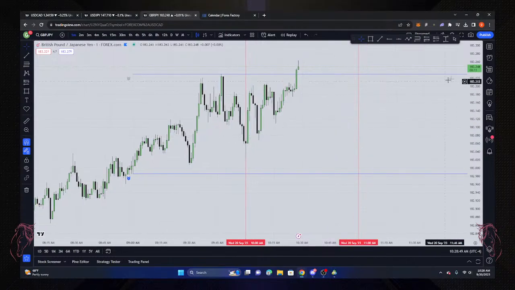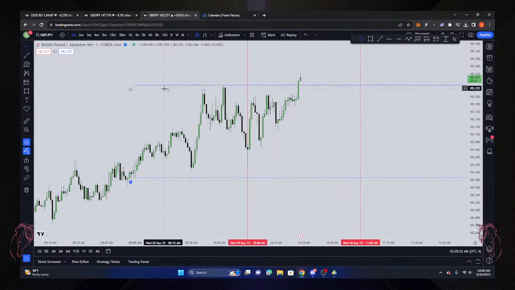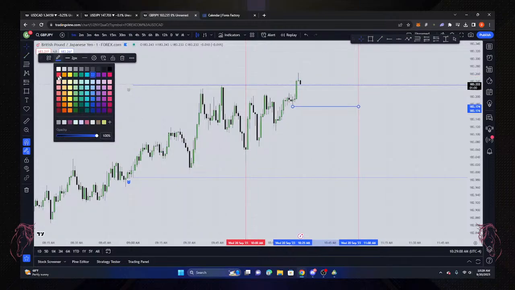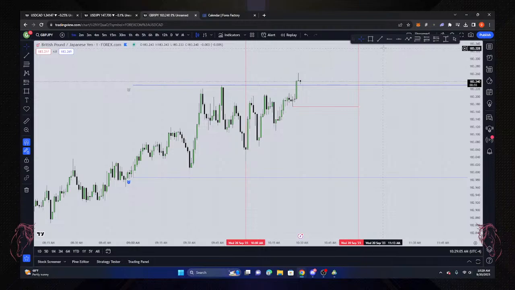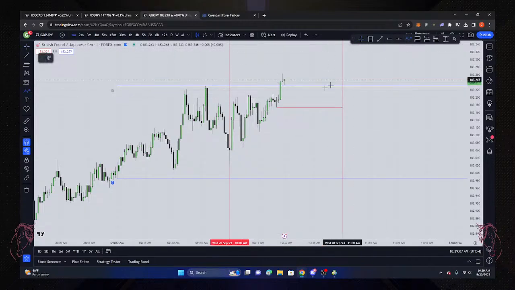So look at what we see here. GJ just swept 9 a.m. highs. Now, if I see this low get swept, let me make it red. If this low gets swept with energy, then we have a shift in market structure.